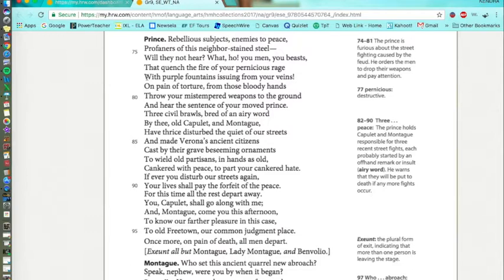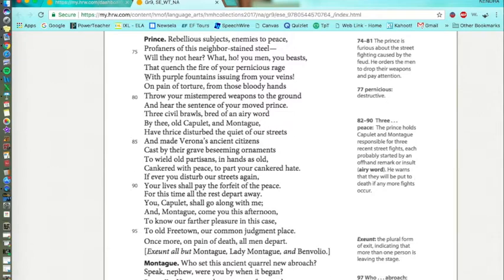For this time, all the rest depart away. So leave, get out, go home. You, Capulet, shall go along with me, and Montague, come you this afternoon, to know our farther pleasure in this case, to old Freetown, our common judgment place. Once more, on pain of death, all men depart.